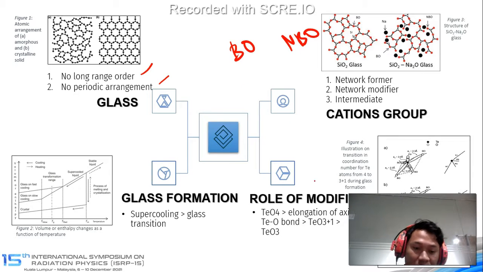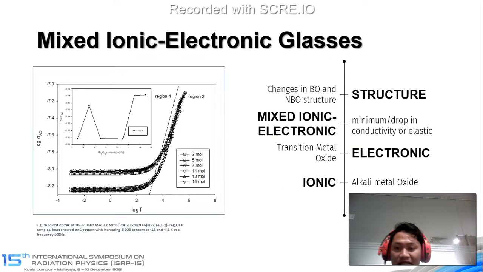Okay, you can see from here whenever we add the modifier, it will convert the TO4 bridging oxygen to TO3, the non-bridging oxygen. Usually, whenever we add the modifier, the non-bridging oxygen will increase, and the formation of non-bridging oxygen will change the properties of those glasses. In this case, you can see whenever we increase the bismuth, it will increase the conductivity, usually until 15 mole percent. But we observe a nonlinear result here with a minimum actually.